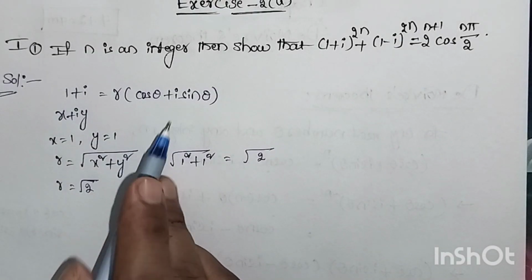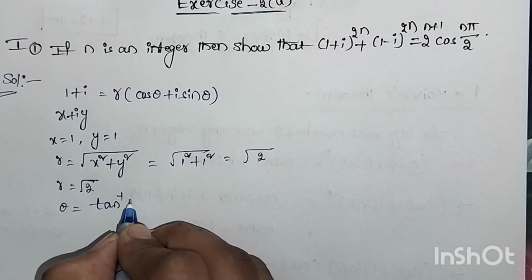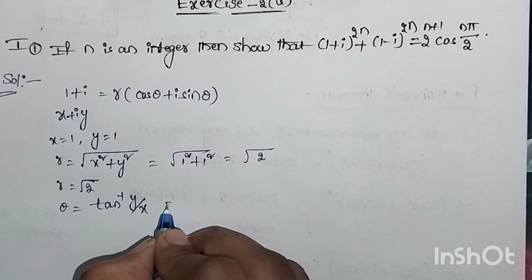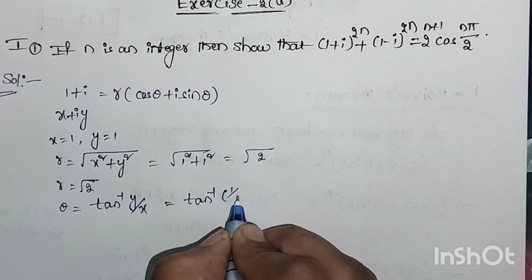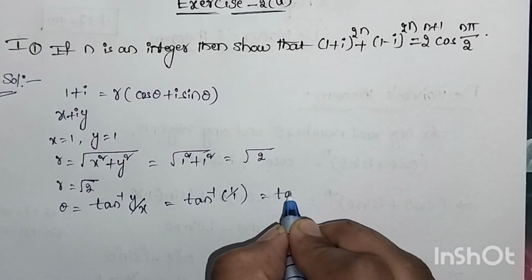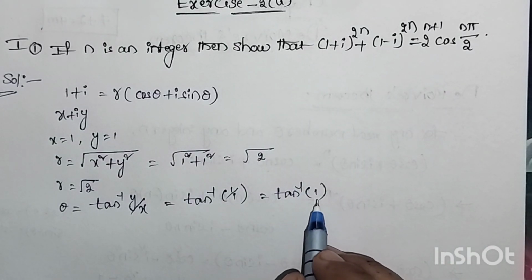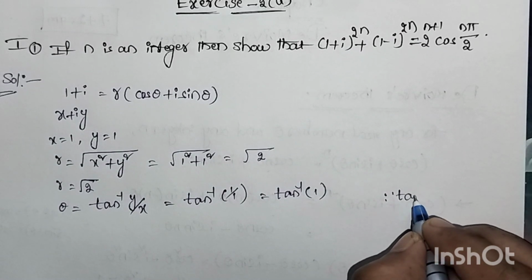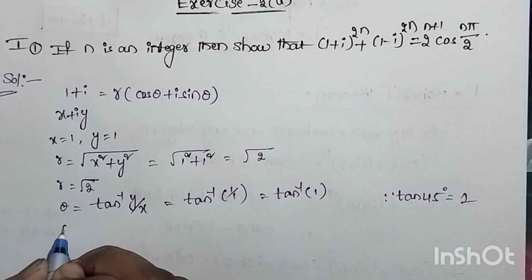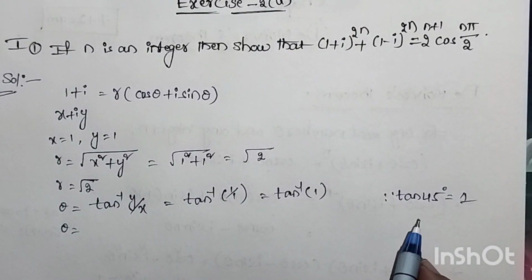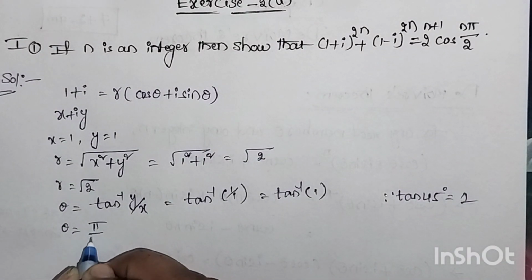Now we can find the theta value. Theta is equal to what? The formula is tan inverse y by x, that equals tan inverse of y is 1 by x is 1, that equals tan inverse 1. So tan of which angle gives 1? 45 degrees. Tan 45 degrees is equal to 1. So theta is equal to 45 degrees, which we can write as pi by 4. Theta is equal to pi by 4.